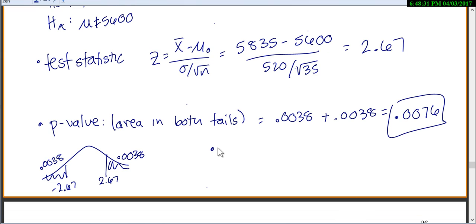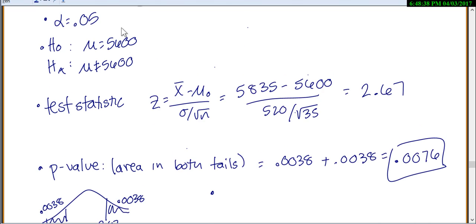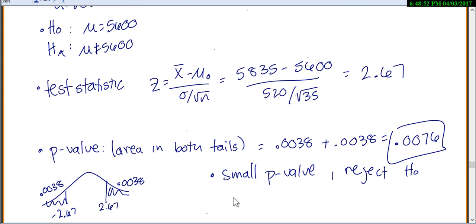How does that compare to alpha equals 0.05? Is that big or small? So alpha is 0.05, so 0.0076 is small. So that's going to be a small p-value. So we'll reject our null. And if you reject your null, then that means you have evidence for the alternative. So evidence that mu is not equal to 5,600.